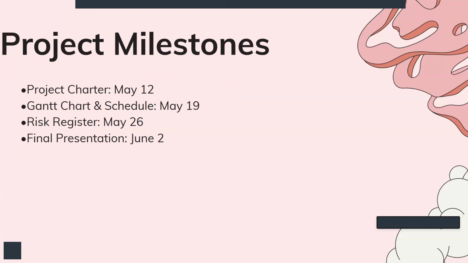Now I'm discussing the project milestones. Firstly, we submit our project charter by 7th May, which defines the purpose, scope, and goal of our project. After that, we create the Gantt chart on 19th May, showing the full schedule with tasks and deadlines. Then we build the risk register by 26th May, identifying the risks and how we can manage them during the project plan.